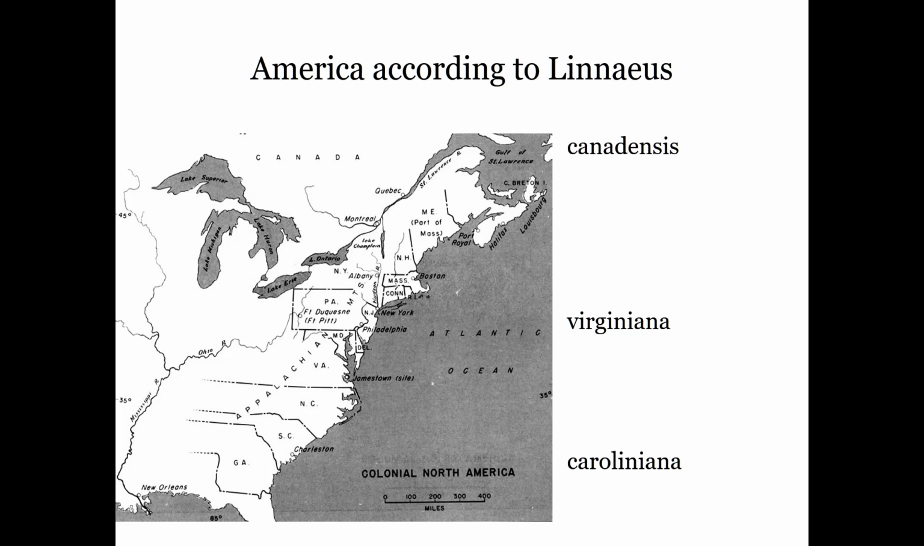So when you see Canadensis, Virginiana, etc., it doesn't necessarily mean that it only came from Canada or only came from Virginia, but what it means is it was originally collected from some particular region.